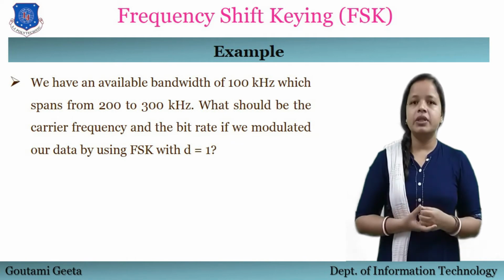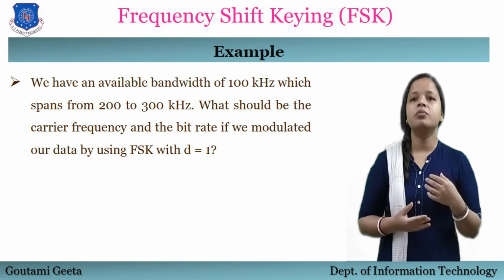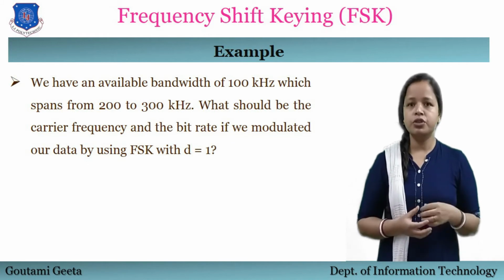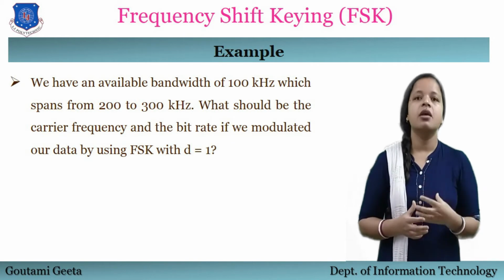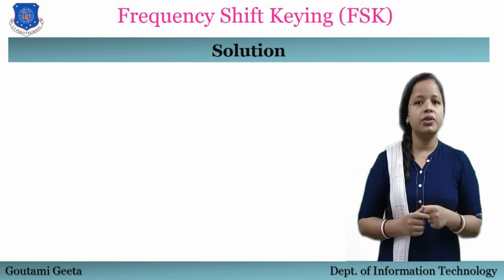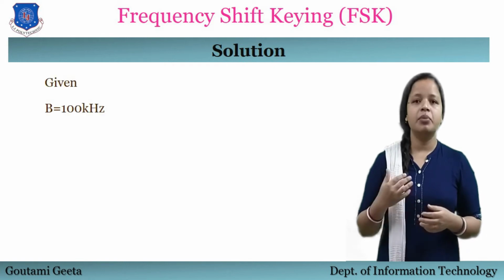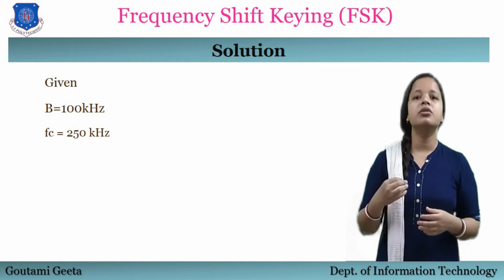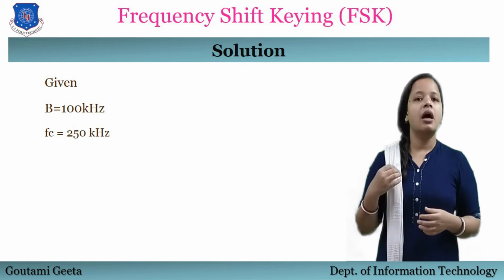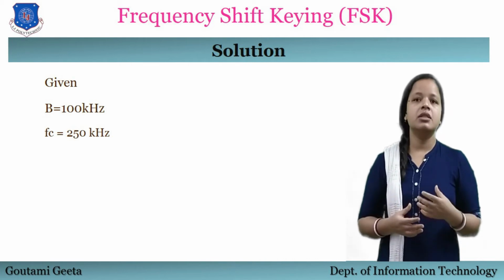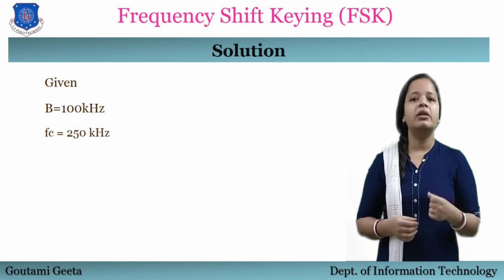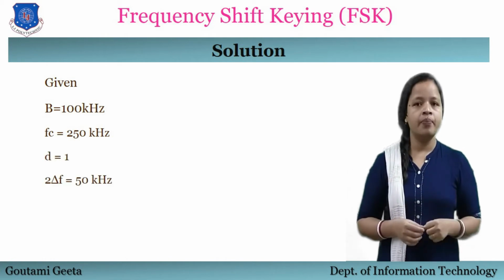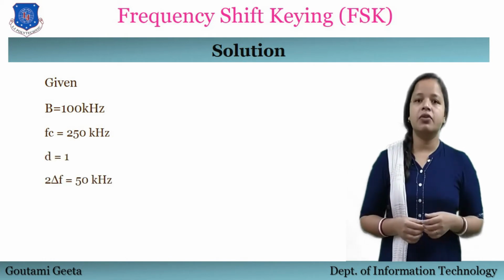We have an available bandwidth of 100 kHz which spans from 200 to 300 kHz. What should be the carrier frequency and the bit rate if we modulate our data by using FSK with D equal to 1? Solution for this will be, here we have B equal to 100 kHz and the middle of the bandwidth is located at 250 kHz. This means that our carrier frequency can be Fc equal to 250 kHz. We can use the formula of bandwidth to find the bit rate with D equal to 1. We are taking 2 delta F equal to 50 kHz.